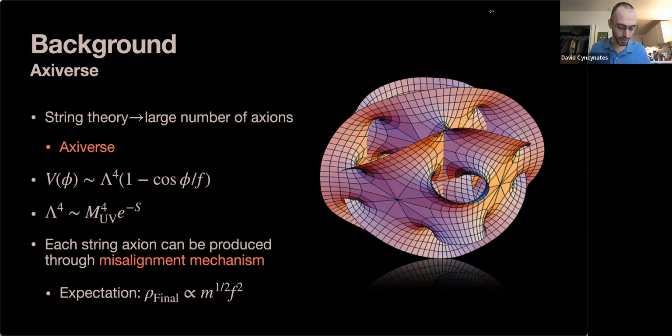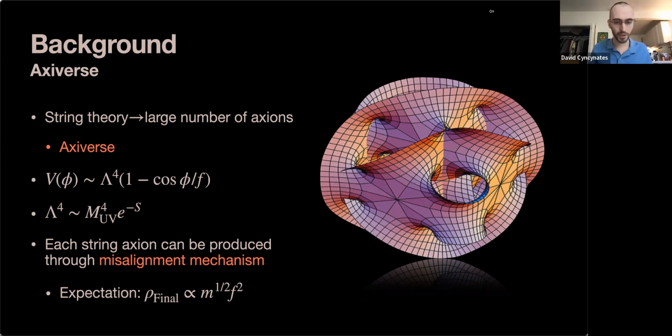Now, in the Axiverse, we often think of each of the axions as living in a single cosine potential. Here out front, the instanton scale is now given by the UV scale or the string scale or the Planck scale, exponentially suppressed by this quantity S, which is the string instanton action. If S is on the order of hundreds, then the axion can be a naturally ultralight particle.